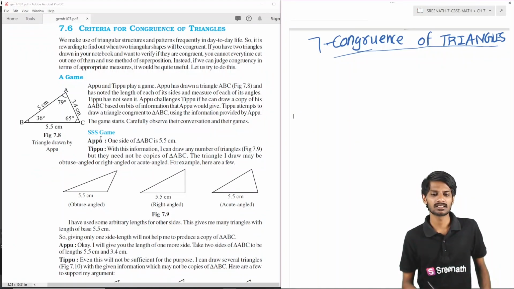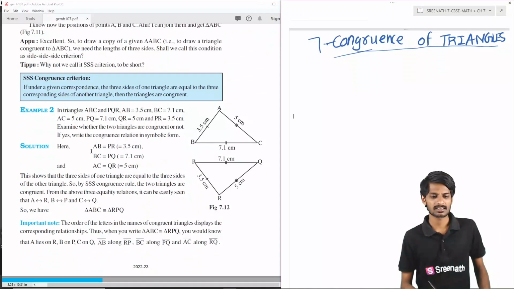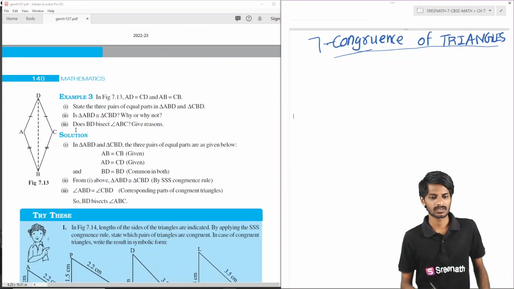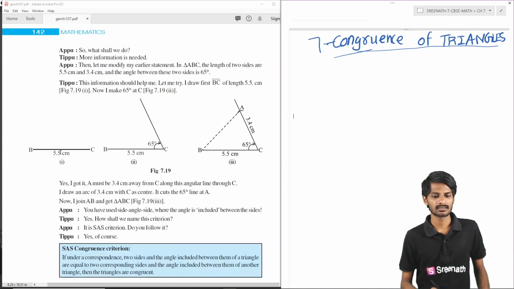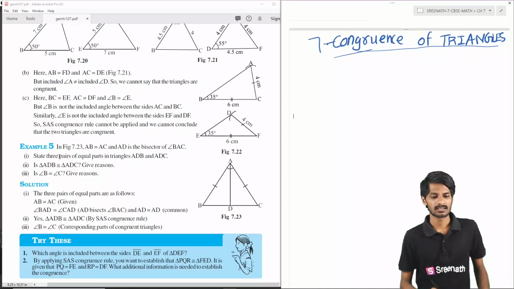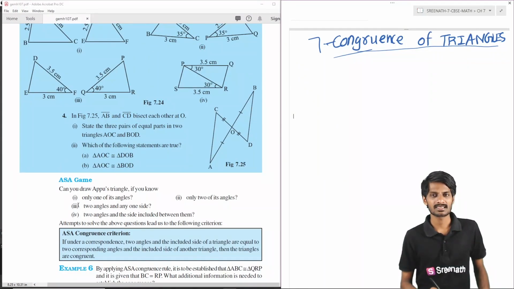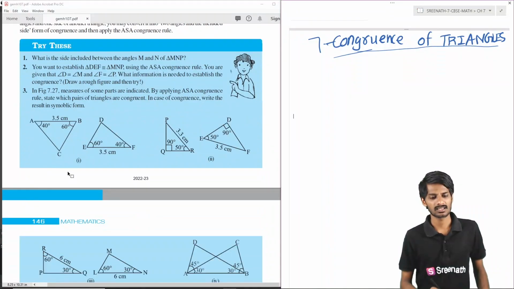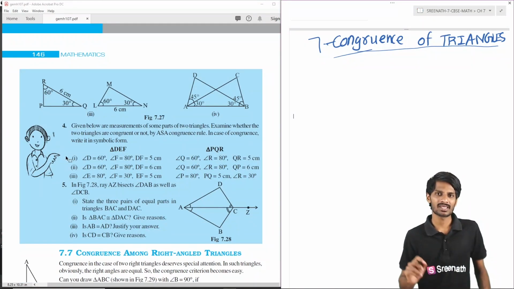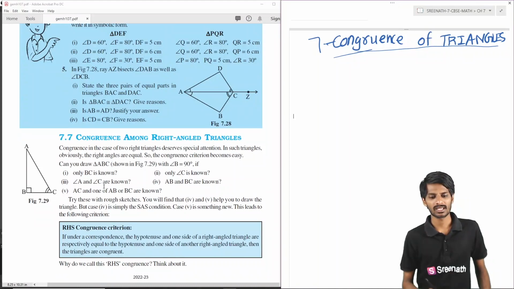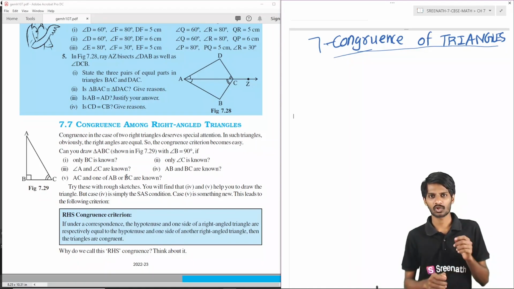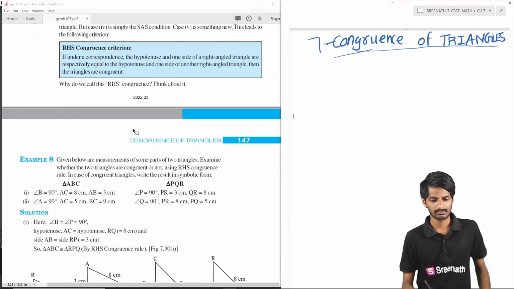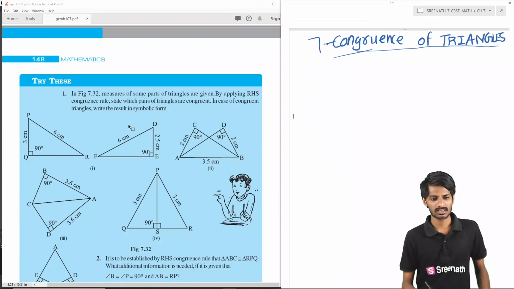There is SSS criteria, and there is SAS criteria, and there is ASA criteria. So three criteria are there, students. All those criteria for congruence of triangles. Next thing is congruency among right angle triangles. We know right angle triangles, and in the case of right angle triangles, what is the congruency? Examples are there, students, to solve.